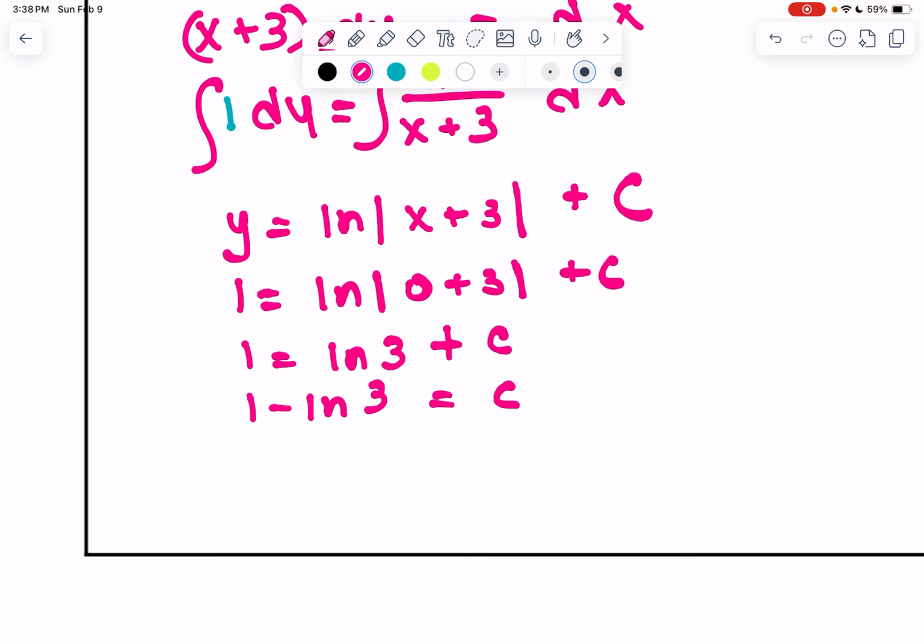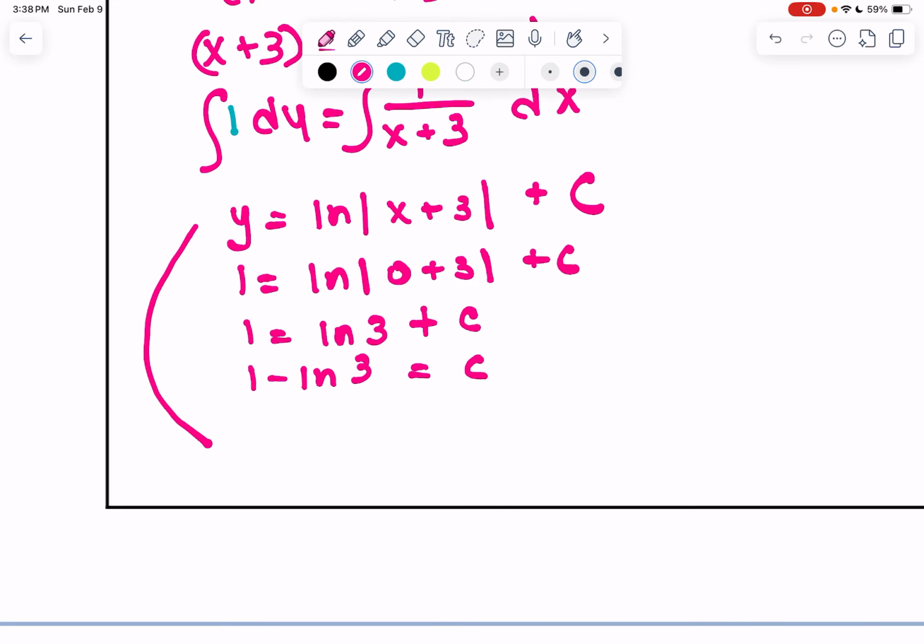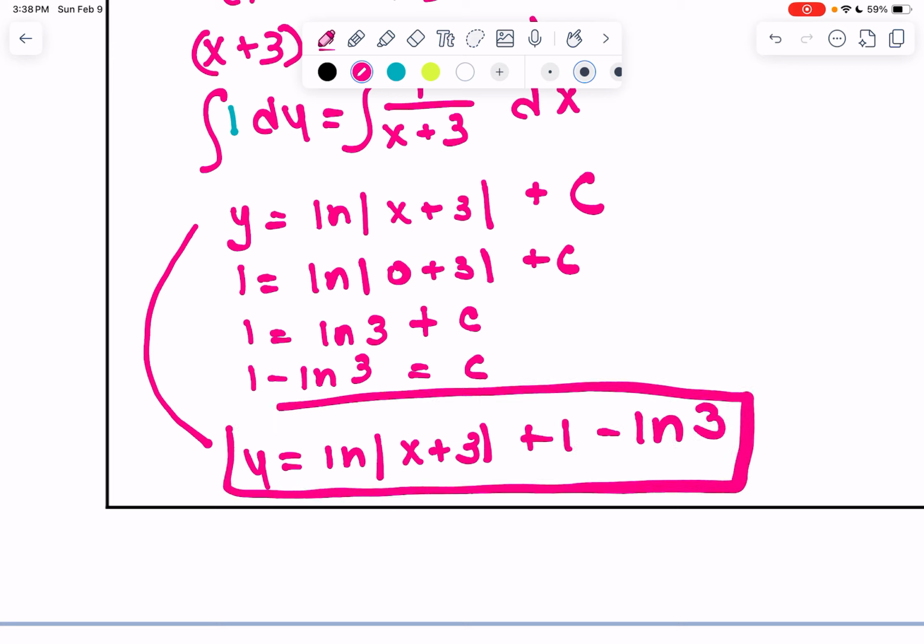And now we're going to put this all together. So I'm going to take my general solution, change out the value of c, and this will be our particular solution for number 5.